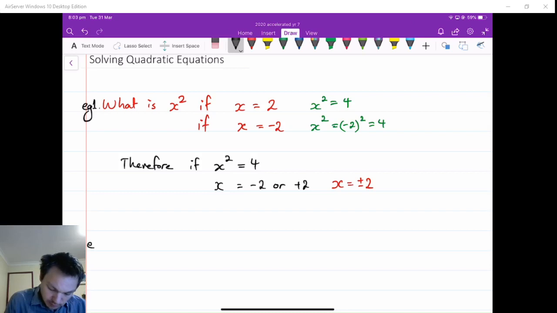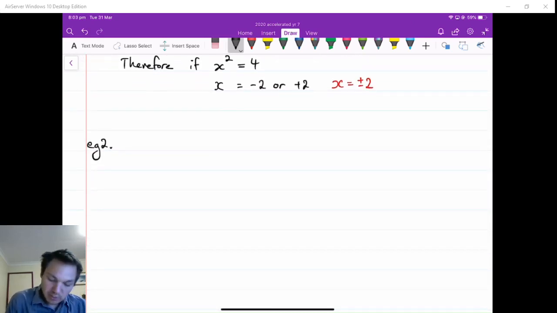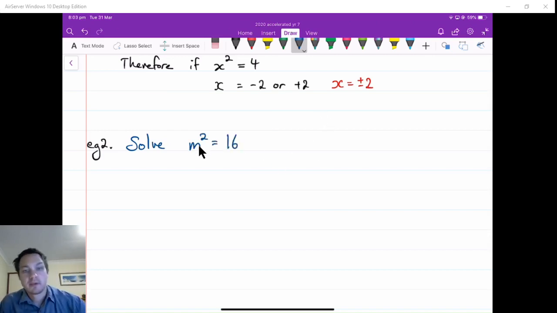Example 2. Say I want to solve m squared is equal to 16. This is a pretty simple number, and hopefully you recognize that the number that squares to get 16 is 4. But please don't forget, when solving these quadratics, there are two answers: 4 squared is 16, but also -4 squared is 16.